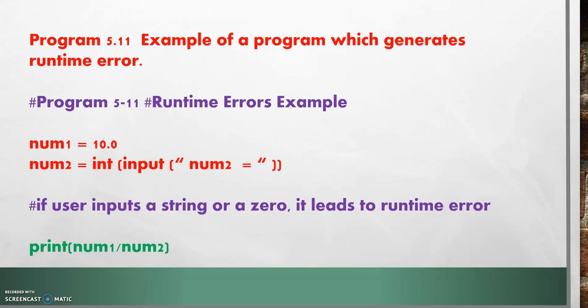Look at program 5.11, an example of a program which generates a runtime error. We have number 1 as 10.0 and for the second value we have used a string. Now what is a string value? When we have double quotation marks, a string value can be alphabets or numbers or alphanumeric, but in quotation marks. This is not acceptable. We want to do a calculation, but for calculation we cannot make use of a string. So if the user inputs a string or a 0, it leads to a runtime error.